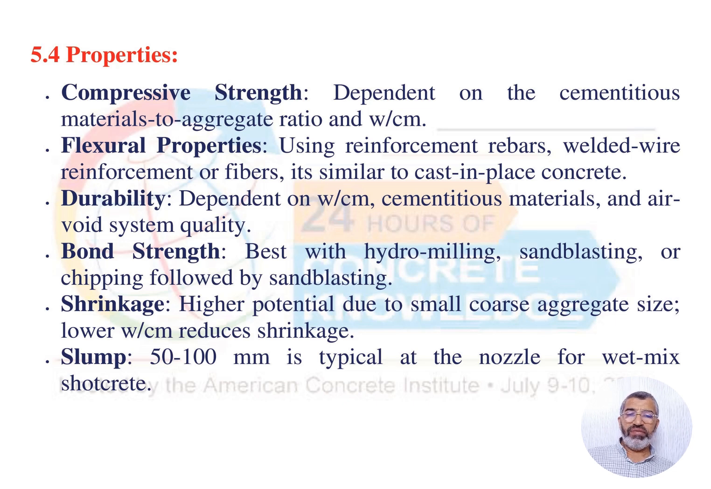For the shrinkage, it is highly expected because of the small aggregate size, and using a lower water cement ratio reduces shrinkage, of course, as we may know. For the slump, it is typical for wet mix shotcrete to be in the range of 50 to 100 millimeters, but when we are using admixtures like water reducing agents, this will not be applicable, of course.